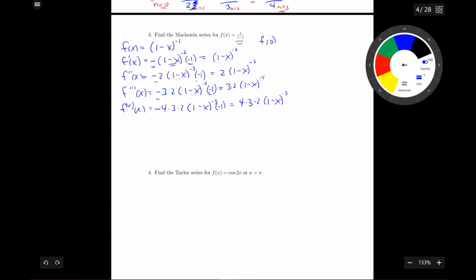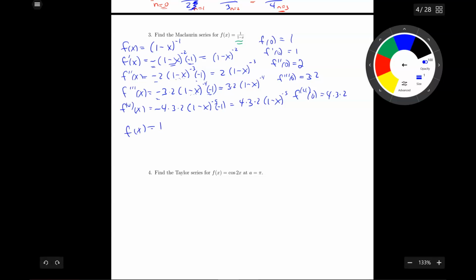So now, since it's Maclaurin, I'm plugging in 0. So I get 1. F prime of 0 is also a 1. Double prime of 0 is 2. Triple prime of 0 is 3 times 2, and fourth derivative of 0 is 4 times 3 times 2. All right, so let's put these together.